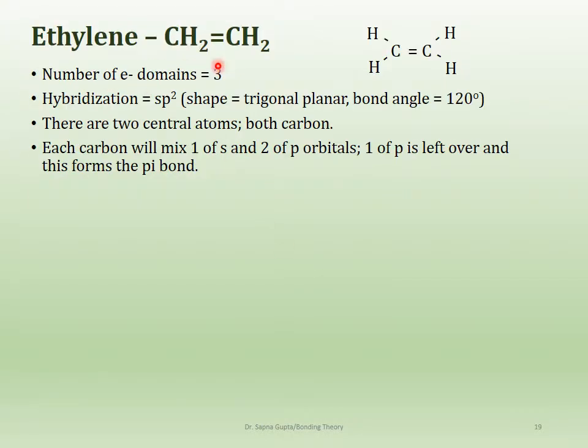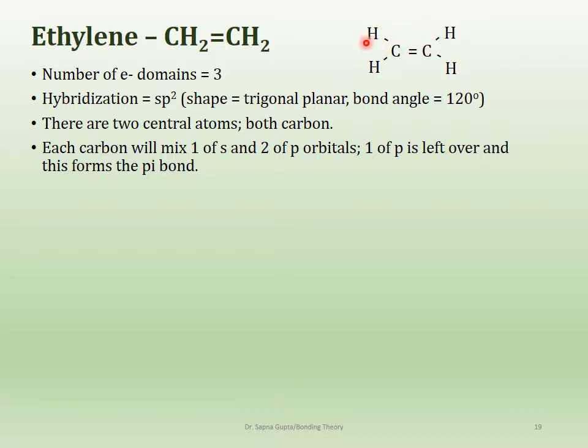Let's look at the structure of ethylene. It's just CH2, CH2. The name is not so important; the structure is important. By the time you draw the Lewis structure of ethylene, which is carbon joined with another carbon by a double bond, you have the hydrogens on each of the carbons.